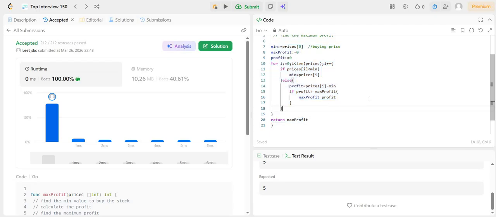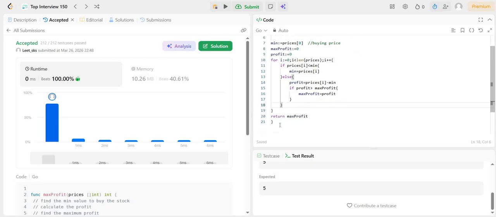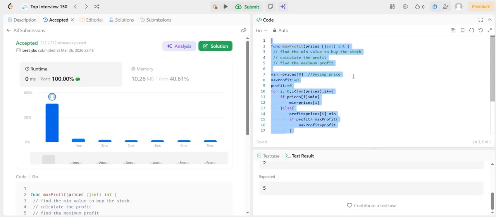Before this, if you want to try the brute force approach, you can try that also. I have explained how you can approach it, but this is the best approach for this particular problem.